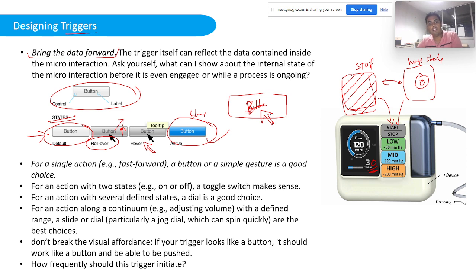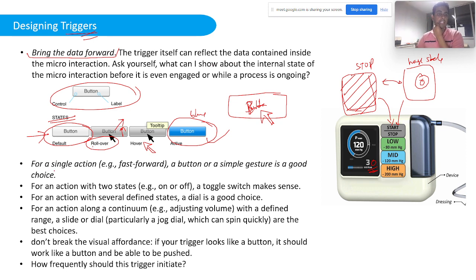People will try to click that particular button while not above that particular text, and they will not get any results. So designing such elements needs to consider all those details about the trigger, how to design the trigger. You need to provide the data upfront. That means you need to inform the user about the state of that particular system when you are moving your cursor. So designing a trigger needs that.